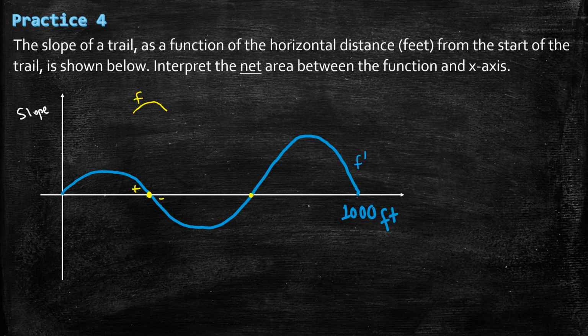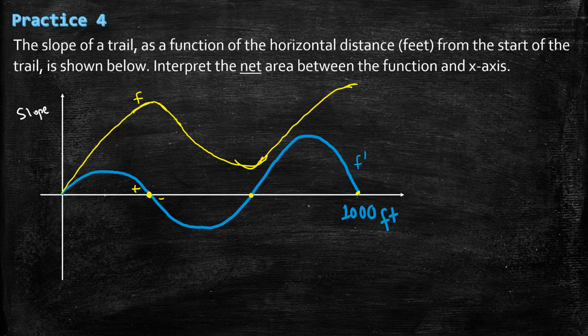Here f prime changes from negative to positive, so we have a local min. And here we're not sure if it's a local max or min, but we do know the slope is 0, so we're at the top of some sort of peak. So what the trail is actually doing, starting from the beginning of the trail, is something like that.